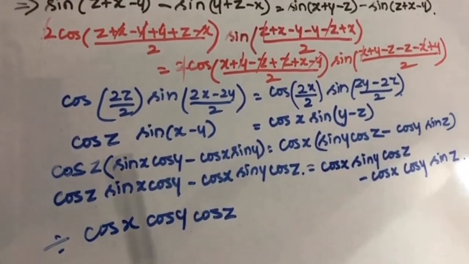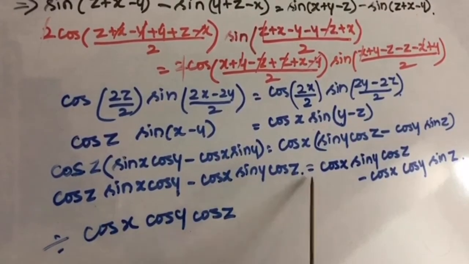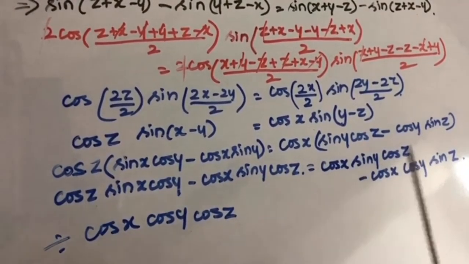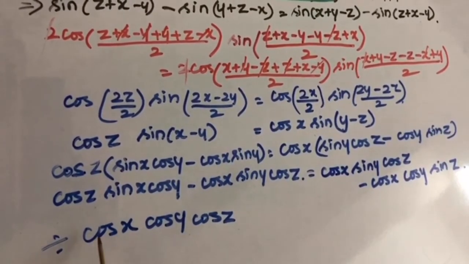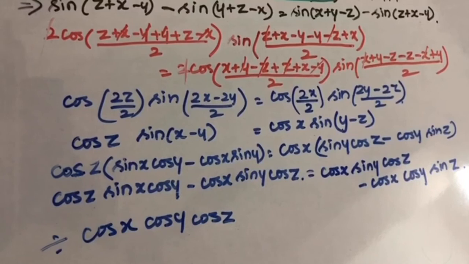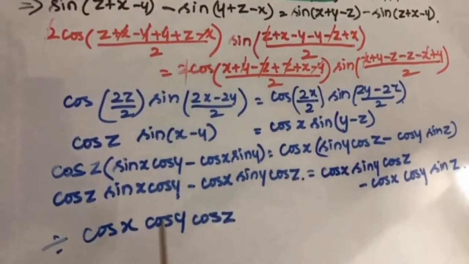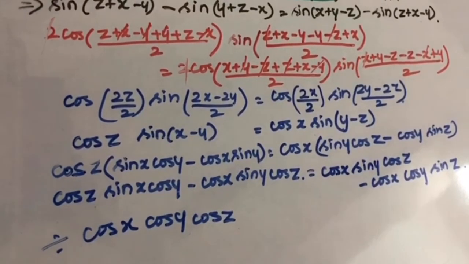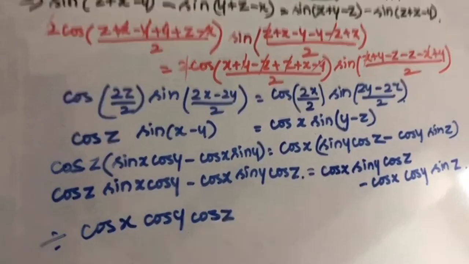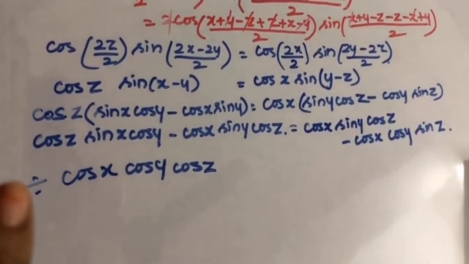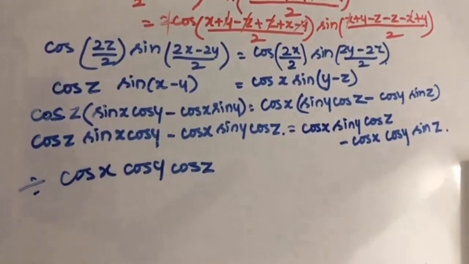Okay, here all the terms are sin and cos. So in each and every term we have two cosine terms. So I am going to divide the expression by cos x, cos y, cos z. For this, you have to divide each and every term by cos x, cos y, cos z. Now I am going to write directly what you will get if you divide each and every term by cos x, cos y, cos z.